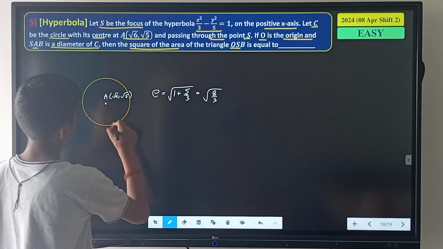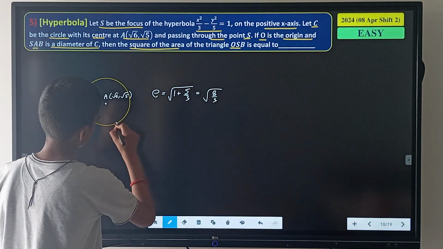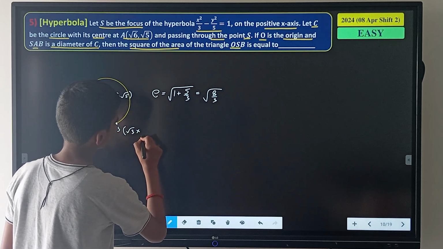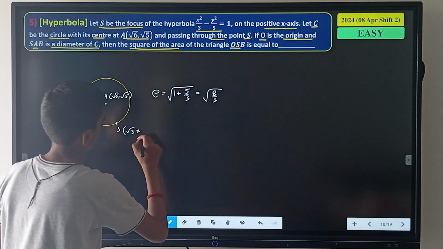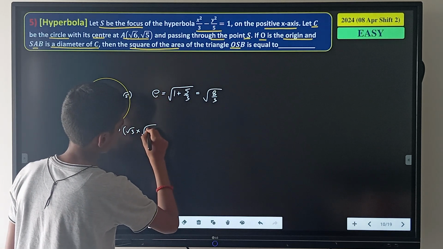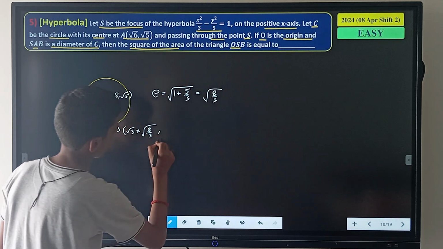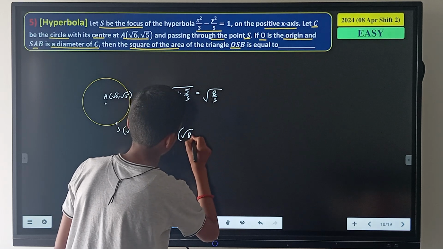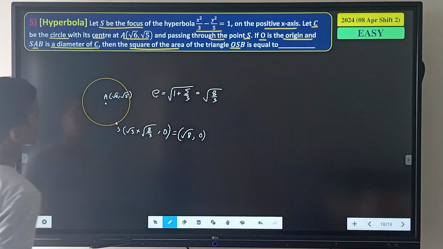So from here, our S will be (root 3 into a into e, 0). I am taking the positive one. Under root 3 into under root of 8 upon 3, comma 0. So this is equal to (root 8, 0).